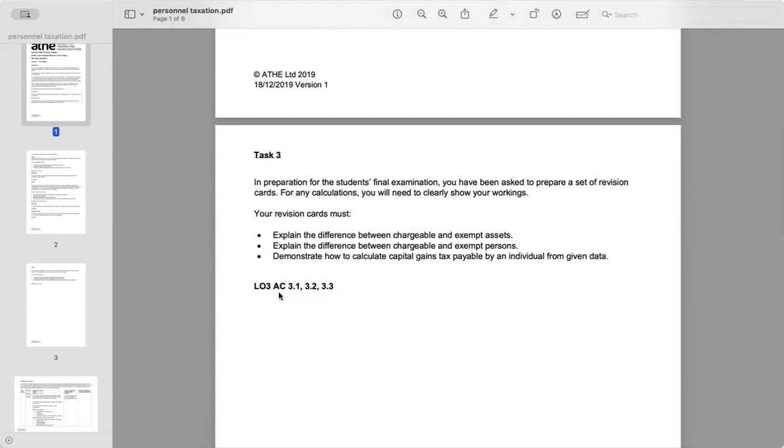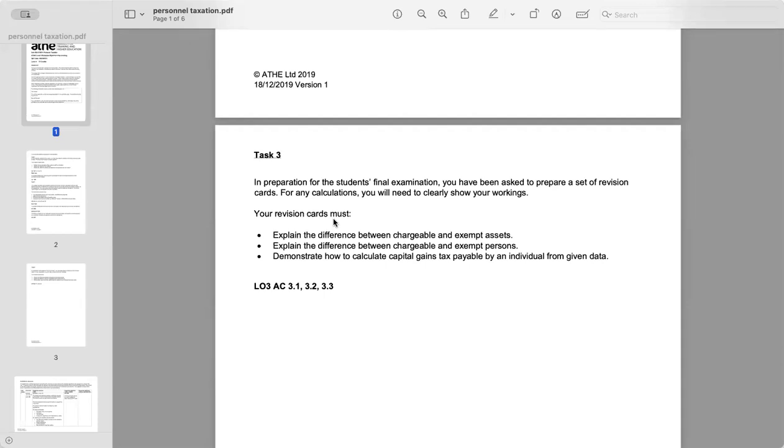In preparation for the students' final examination, you have been asked to prepare a set of revision cards for any calculations. You will need to clearly show your knowledge and your working. Your relevant cards must explain the difference between chargeable and exempt assets, explain the difference between chargeable and exempt persons, and demonstrate how to calculate capital gain tax payable by individuals for given data. So think about learning outcome 3.